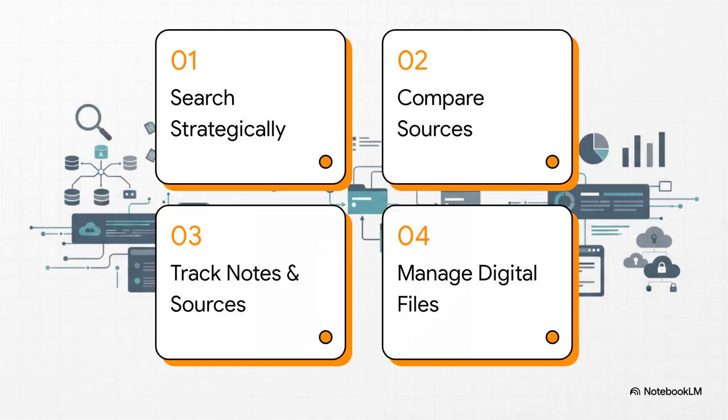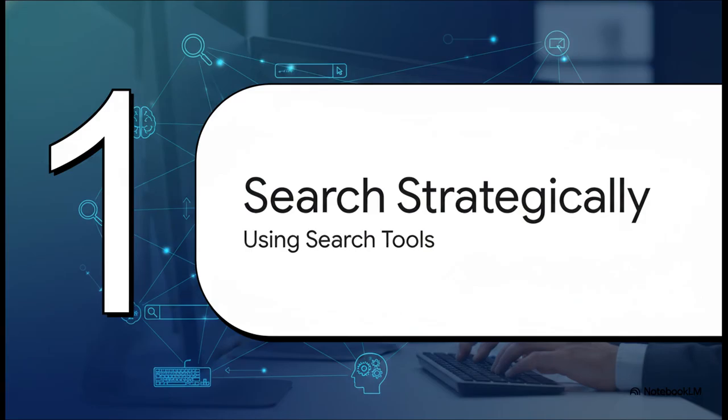Let's dive in. Here's our roadmap for today. We'll be following the life cycle of digital information through 4 stages: using search tools strategically, comparing information sources, tracking your notes and sources, and finally managing your digital files. Kicking things off with Section 1, using search tools strategically.